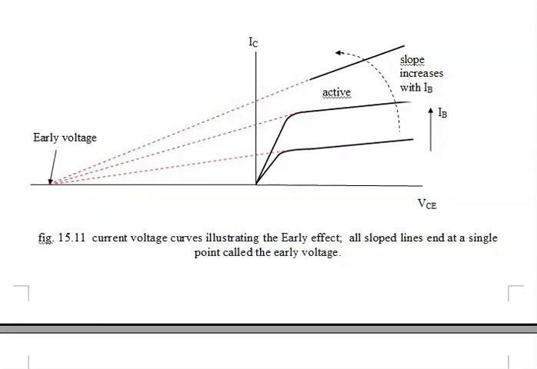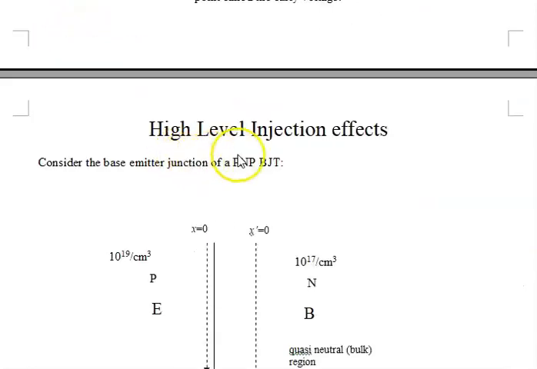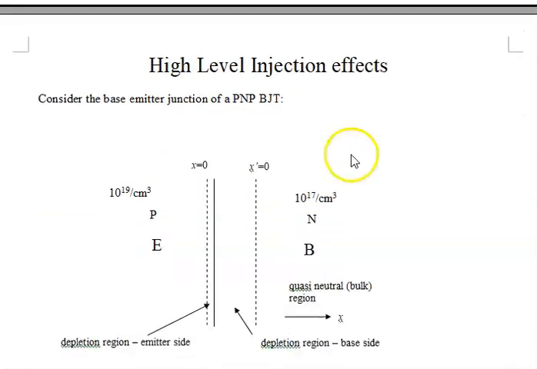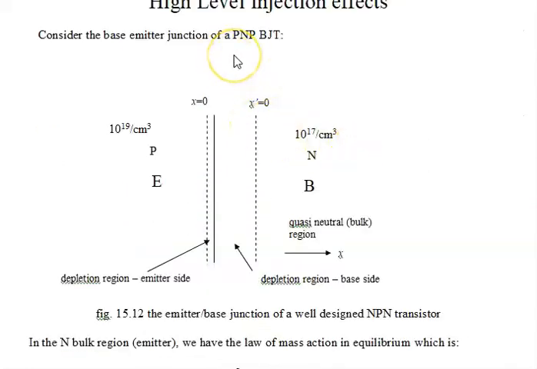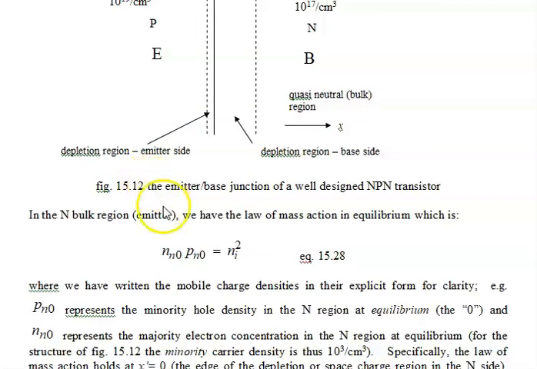Okay, the next topic is called high-level injection, and that is again a second-order effect. Let's consider our standard PNP with the standard doping, degenerately doped for the emitter and moderately doped for the base. And we can write the law of mass action. We've done this many, many times.